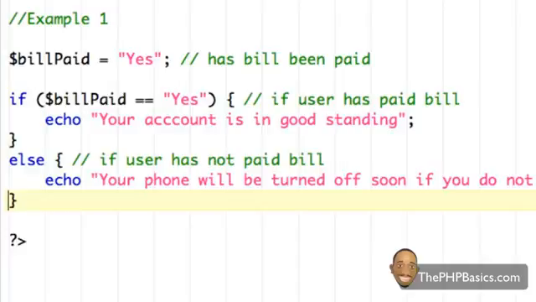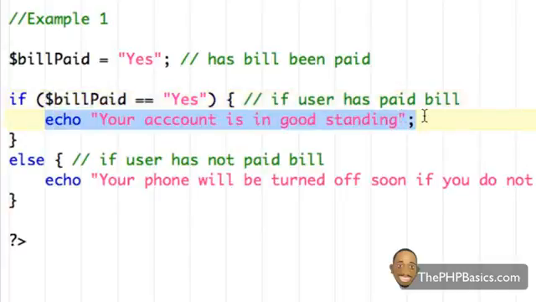So let's reevaluate what's going on here. First I created a variable called bill paid, and I assigned a string to it called yes, and this variable only keeps track of whether or not the user has paid the bill. Then I come to the if statement, and we evaluate it: if bill paid is equal to yes, basically if the person has paid their bill. So I'm comparing the string inside this variable, which is yes, to this string, which is yes. They do match, so this condition is true. Since this is true, we're going to execute this echo string.